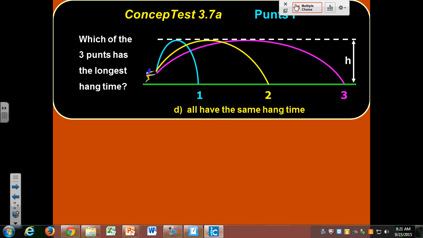Which of these punts has the longest hang time? Let 1 be A, 2 be B, 3 be C. Which has the longest hang time?